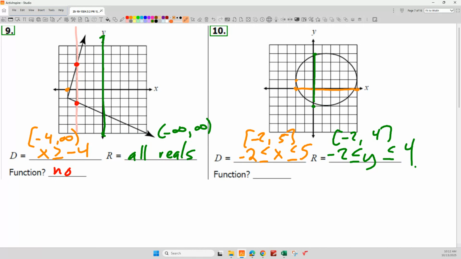Good. Is it a function? Obviously not, right? It fails the vertical line test. Good. Okay. Give me 1 to 5 so far. Is this making sense? Okay, you're going to get a chance to practice all this.